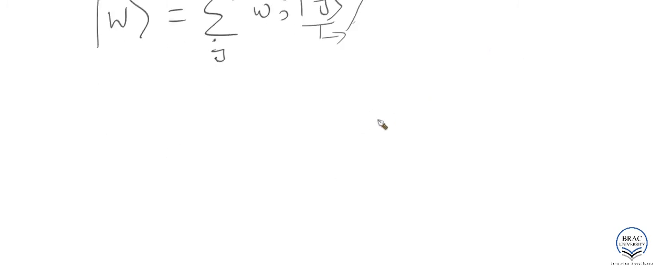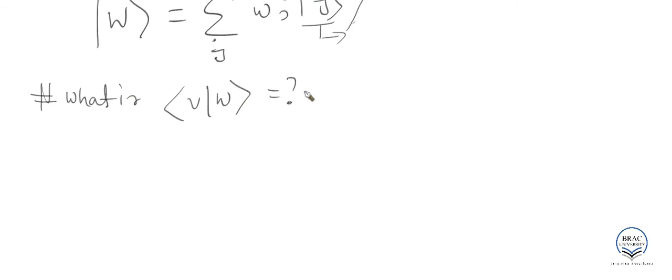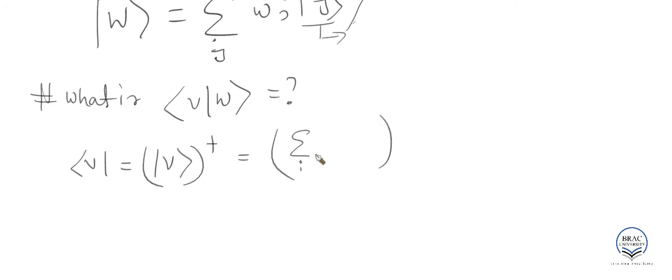And now we want to compute what is v inner product with w. So first of all, let's compute the bra v. This comes from the complex conjugate, the dagger operation or the adjoint operation of this. So let's write it explicitly. Sum over i of vi |i>, and you have a dagger operation over here. So this will just give you sum over i of vi star, and you have this bra <i|, right?